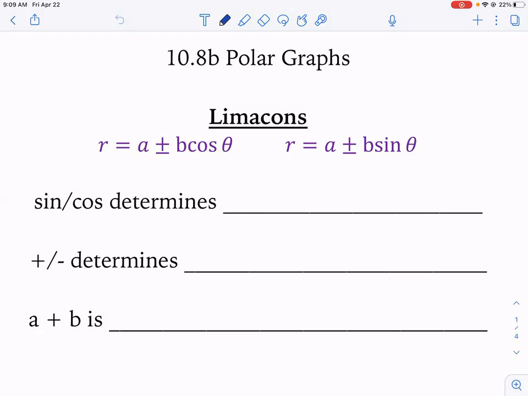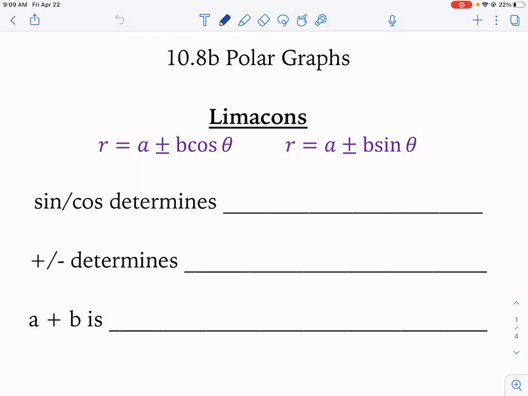A plus B cosine theta, A minus B cosine theta, A plus B sine theta, A minus B sine theta. Okay, so there's 4 different standard forms, if you will, that tells us that we have a limaçon. Okay, they're also really fun to say. Also, they're way easier to graph than rose curves.